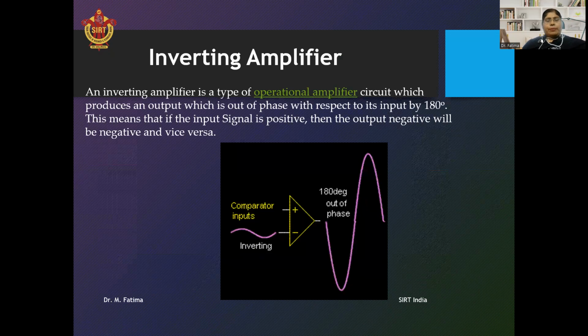Now I'm taking the inverting amplifier. An inverting amplifier is a type of operational amplifier circuit which produces an output out of phase with respect to its input by 180 degrees. This means that if the input signal is positive, then the output signal will be negative, and vice versa. So you can see here, this is the diagram of the operational amplifier. On the negative terminal, the input is given, and the output is amplified with a phase difference of 180 degrees. The output is inverted. That's why the name is inverting amplifier.